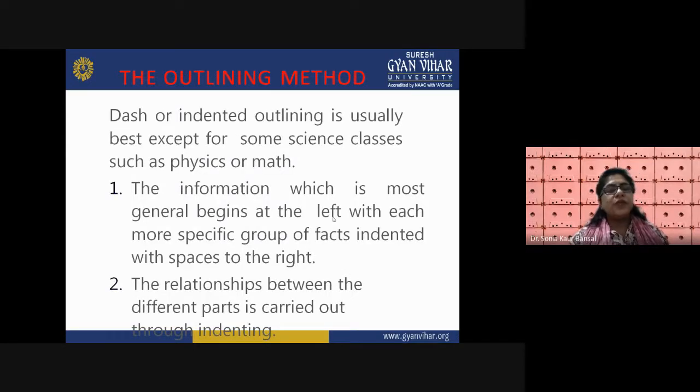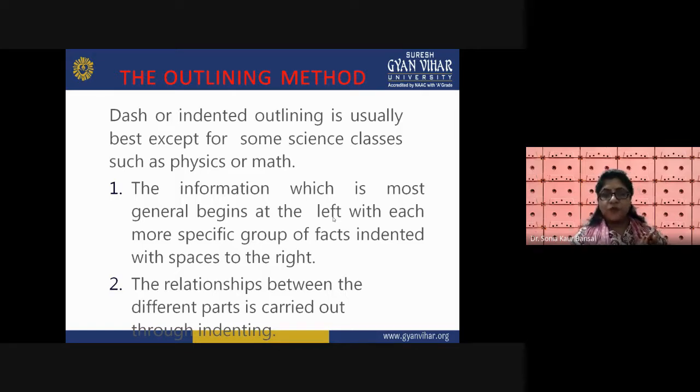Now next, students, we are going to discuss the outline method. What is the outline method? Let's discuss it. Dash or indented outline is usually best, except for some science classes such as physics or maths. So outlining is when you are actually framing a piece of information into lines, you are drawing lines, okay, this is very important. The information which is most general begins at the left, with each more specific fact indented with spaces to the right.